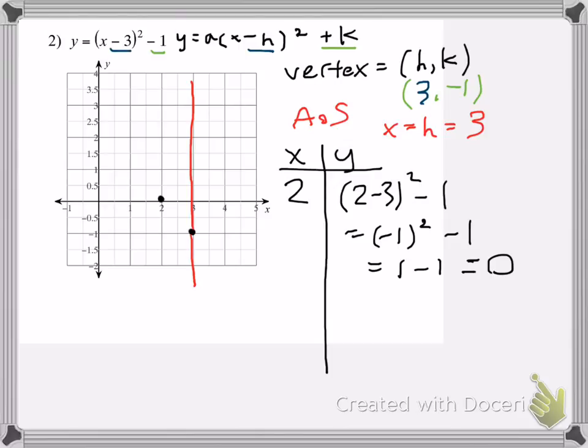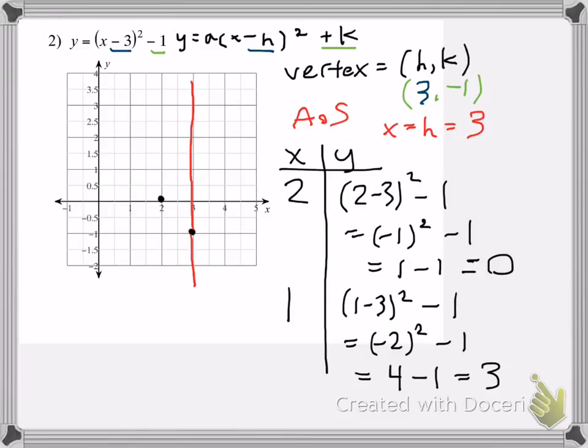And let's plug in one more. How about when x is 1? So now I've gone 2 to the left of my vertex. When x is 1, I get 1 minus 3 squared minus 1, which is negative 2 squared minus 1. This is going to be positive 4 minus 1, which is going to be 3. So when x is 1, y is 3, and let's put that point on the graph.